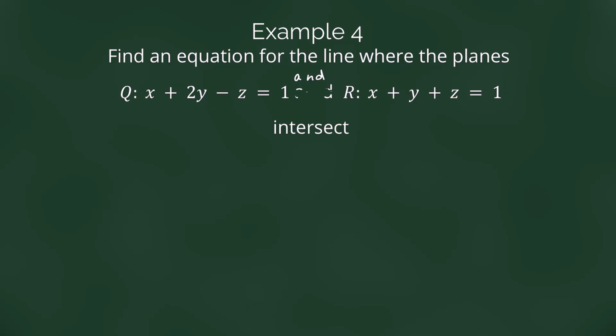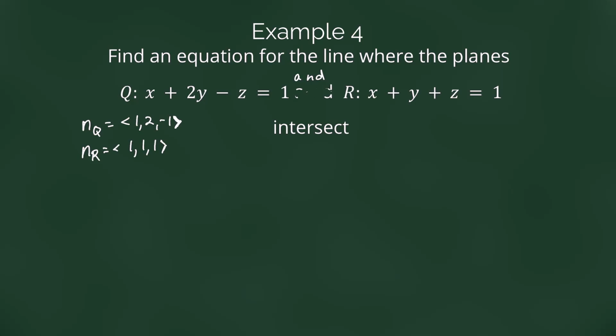So the first thing we might want to do is confirm that the planes are not parallel. So if we look at their normal vectors, I'm going to denote the normal vector for Q as n sub Q. That's going to be the vector 1, 2, minus 1. So we get the normal vector by plucking out the coefficients of each of the variables. And similarly, n sub R is going to be 1, 1, 1. Since those are not multiples of each other, that means that our planes are not parallel, which must mean that they intersect. So in three-dimensional space, if planes aren't parallel, then they have to cross each other, sort of like what lines do in two-dimensional space.